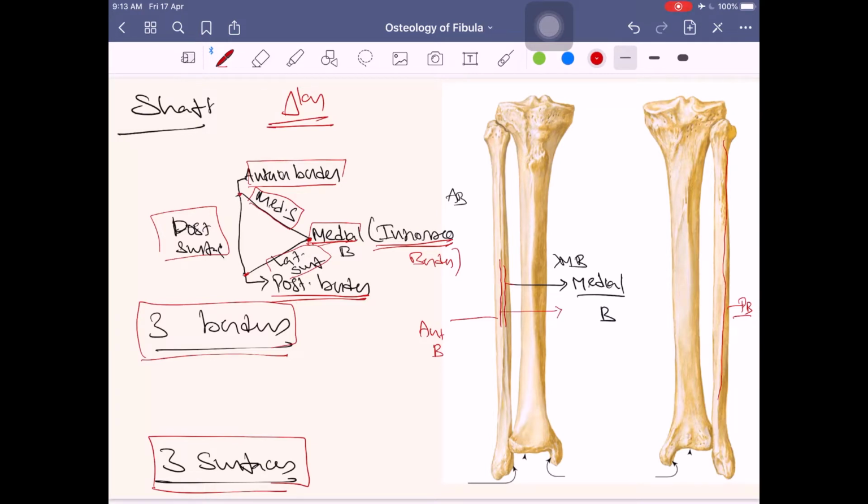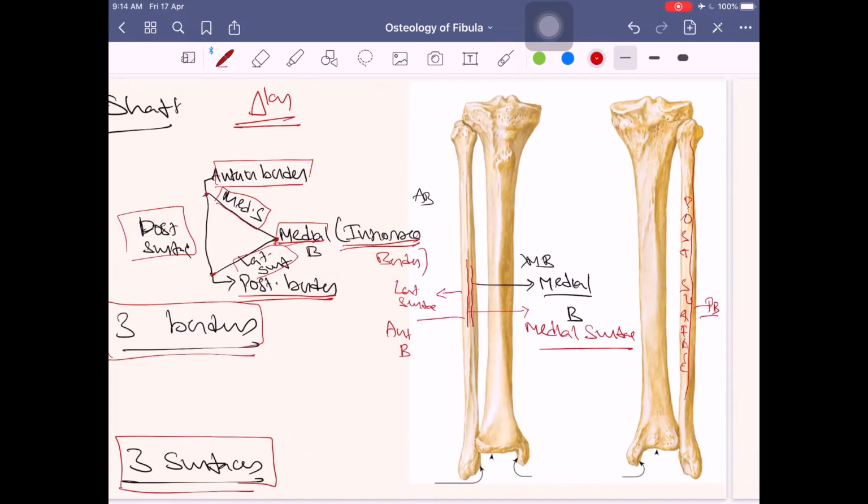So here if you want to see between these two red lines, we have our medial surface, and then we have the lateral surface. So lateral surface will be somewhere lateral to this line, so that's your lateral surface here, and posterior surface is the widest of all. So whatever we are seeing at the back, that is your posterior surface. So these are the features of the shaft: three borders and three surfaces.